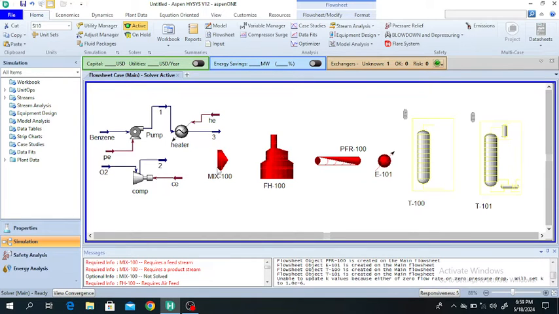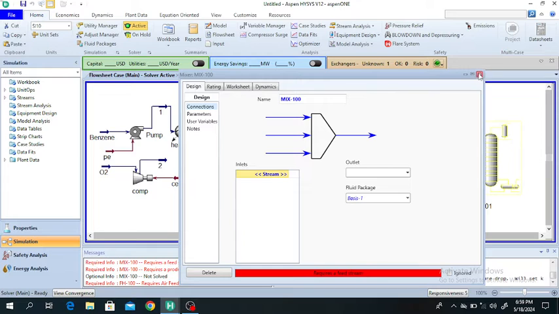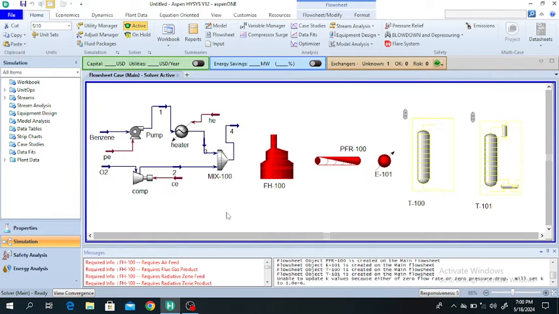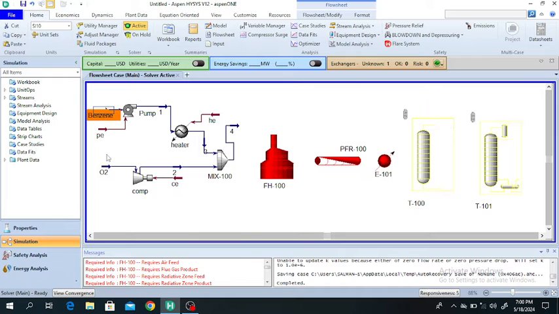Okay, now this is a mixer. So stream number 3 and stream number 2 will mix in a mixer. Stream number 3, the pressurized benzene, and the high pressure oxygen will mix in the mixer, and it will produce stream number 4. So this is stream number 4.